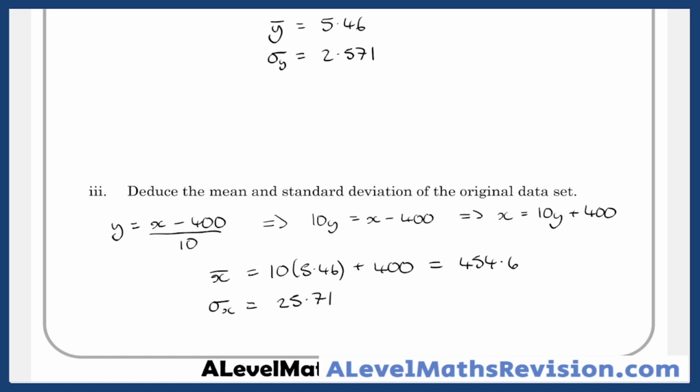25.71, don't need a calculator, times it by 10. And there we have it, the mean and standard deviation of the original data set. So it is just a case of remembering these rules and applying them.